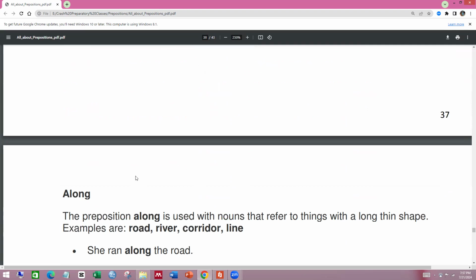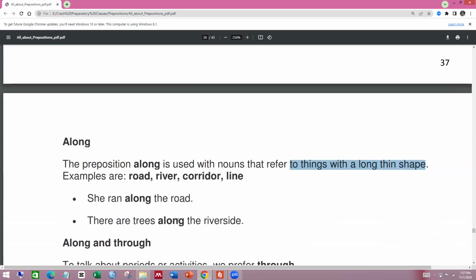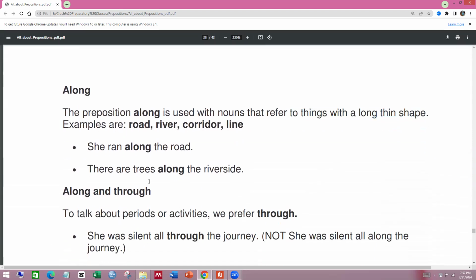Okay, along. The preposition along is used with nouns that refer to things with a long thin shape. Examples are road, river, corridor, or line. The preposition along is used with nouns that refer to things with a long thin shape. Examples: roads, rivers, corridors, and line. She ran along the road. There are trees along the riverside.